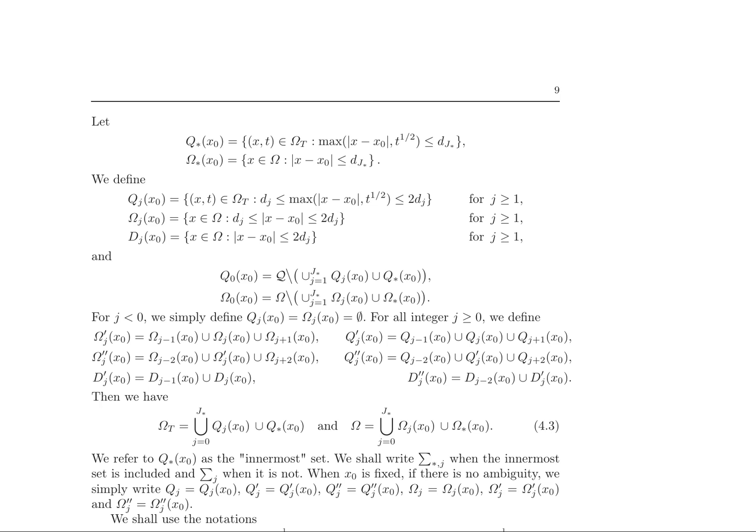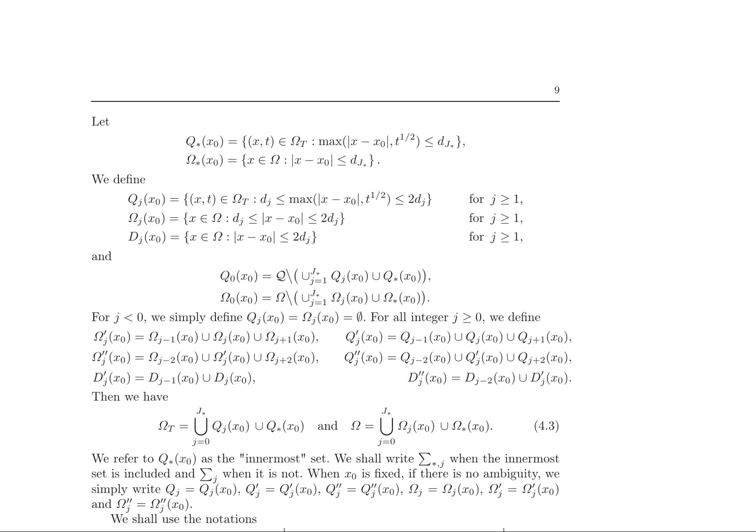The sets Q_j, x0, and Omega_j, x0, are defined as concentric annuli around x0, with Q_j, x0, being the intersection of omega t and the annulus. The sets D_j, x0, are defined as balls centered at x0. Notations for the union of these sets, such as Q_0, x0, and Omega_0, x0, are also introduced to simplify the notation.